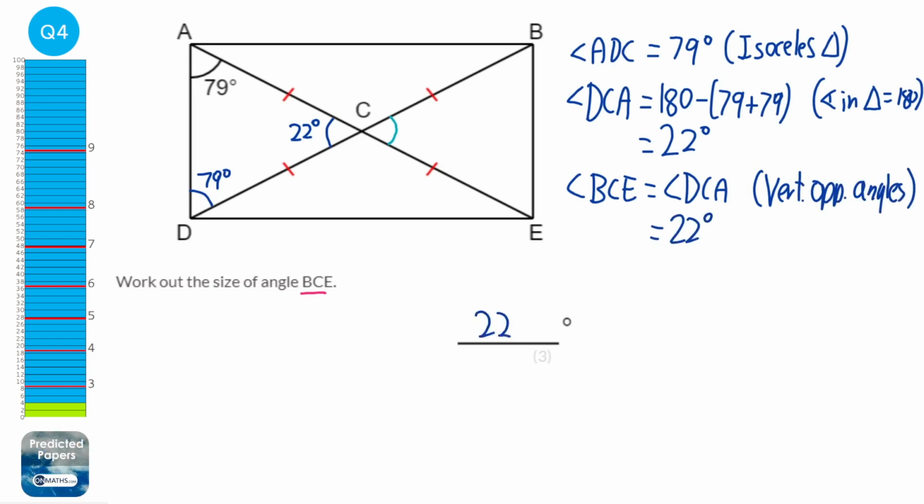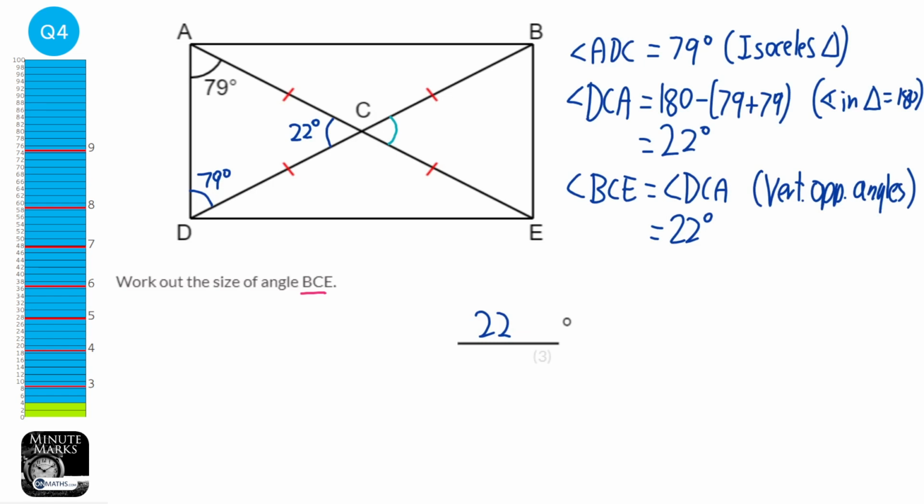Now, it is really common for these types of questions for you to get maybe 1 or even 2 marks for the answer, but 1 or 2 marks normally for the reasons and for the explanations. In fact, I've seen quite a few exam questions where you get 2 marks for the reasons and only 1 mark for the answer.